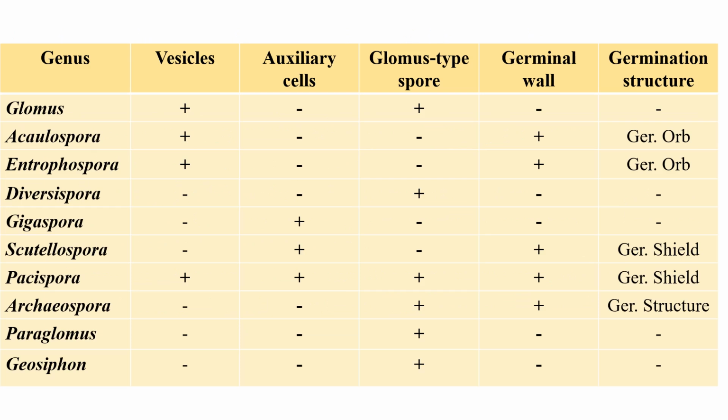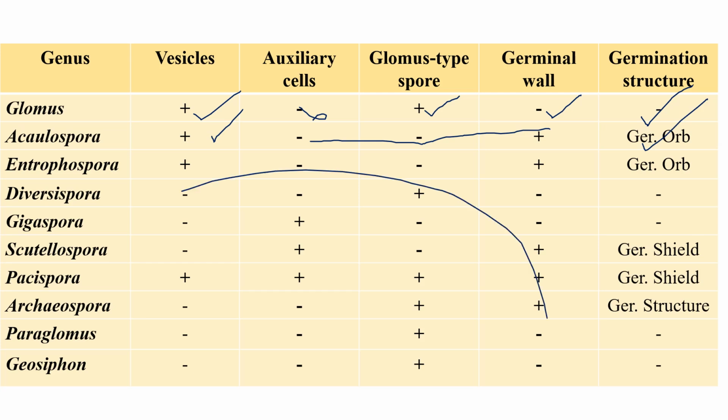As I told you, this is all about the classification by production of vesicles or arbuscules. I have given it in a tabular form. Glomus produces vesicles, auxiliary cells are absent, glomus-type spores are present, germination wall is absent, and germination structure is also absent. Archaeospora: vesicles are produced, auxiliary cells no, glomus type no, germination wall is present, germination shield is produced. Entrophospora, Diversispora, Gigaspora, Scutellospora, Fuscutata and others I have given here in a tabular column, whether they produce vesicles, auxiliary cells, glomus type and so on.